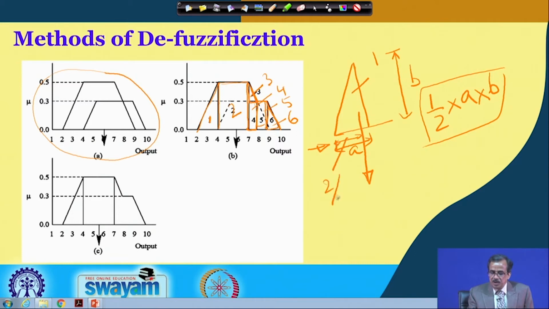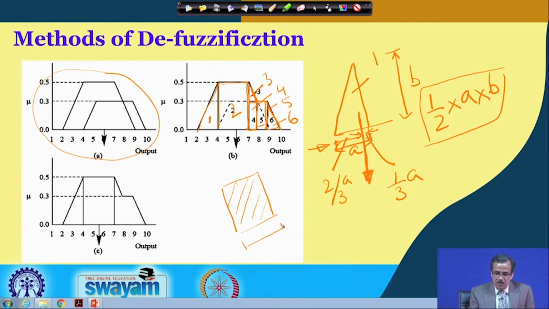So, this will be your 2/3 of A, and this is nothing but your 1/3 A. So, I can find out the center of area very easily for this particular right angle triangle. Now, if I have one rectangle, I can very easily find out this particular area. If I know this particular dimension, say A and B, the area is nothing but A multiplied by B, and very easily I can find out the center of area.